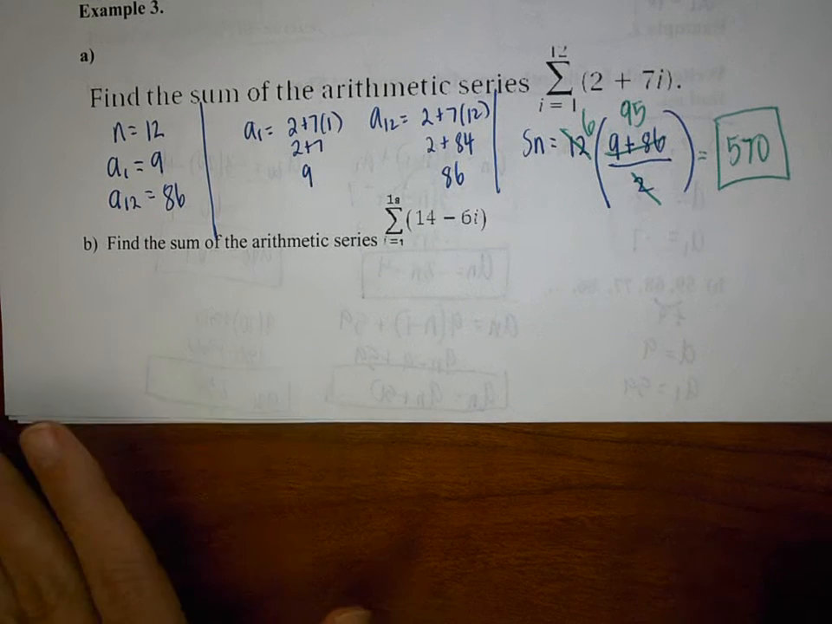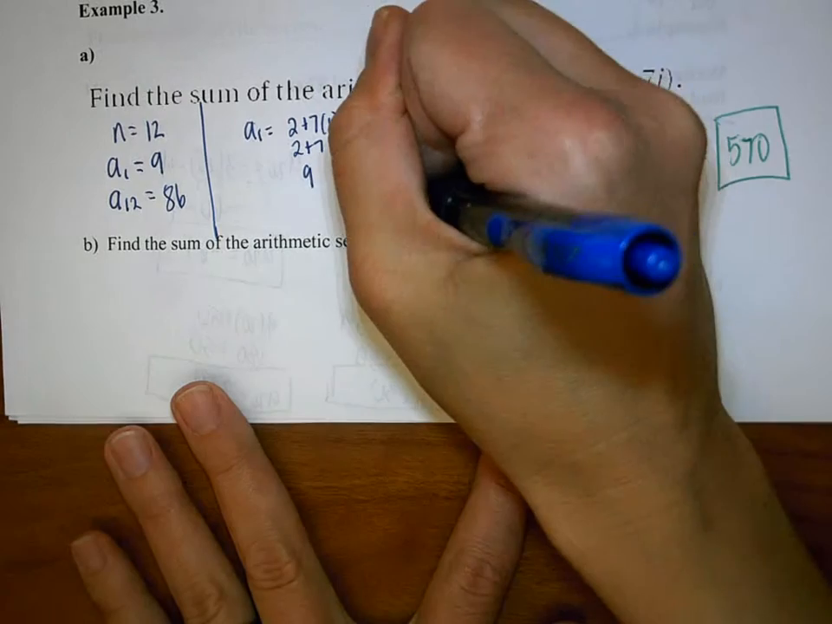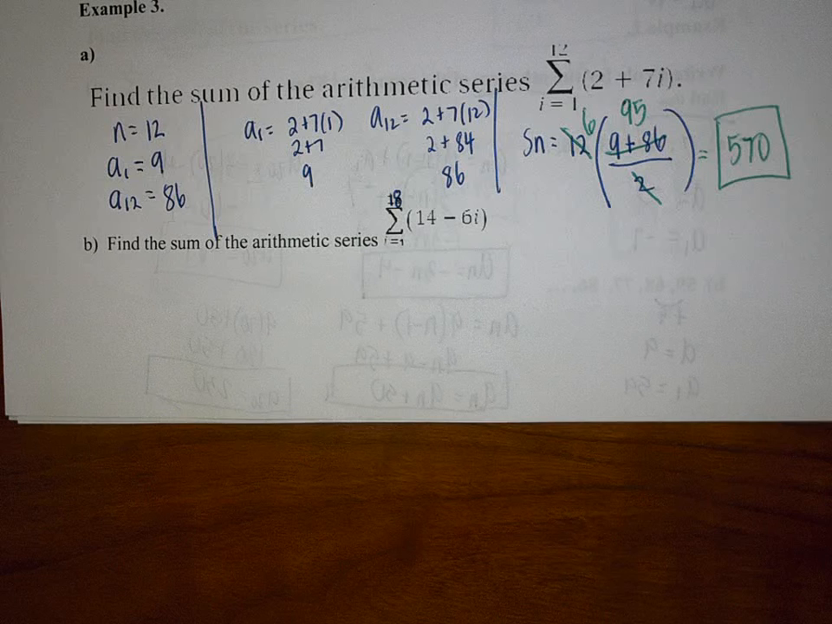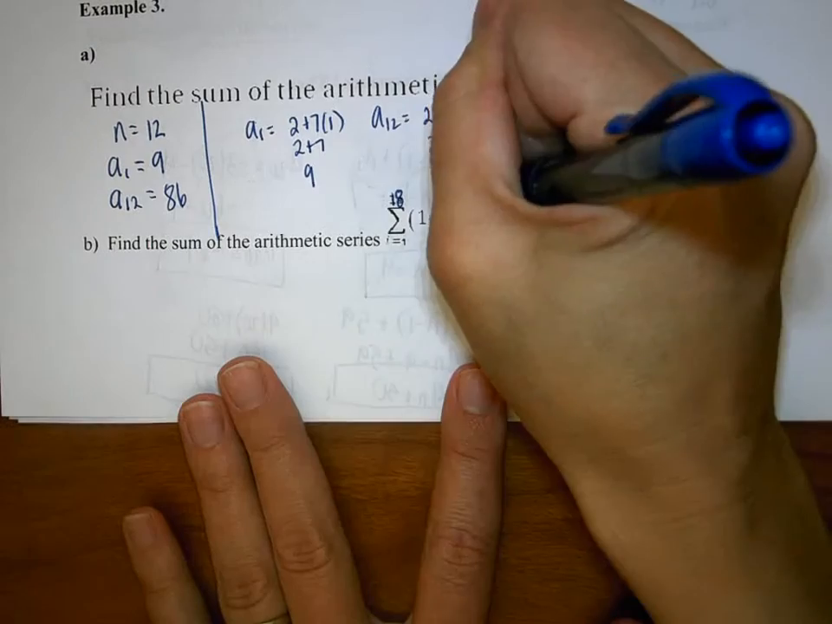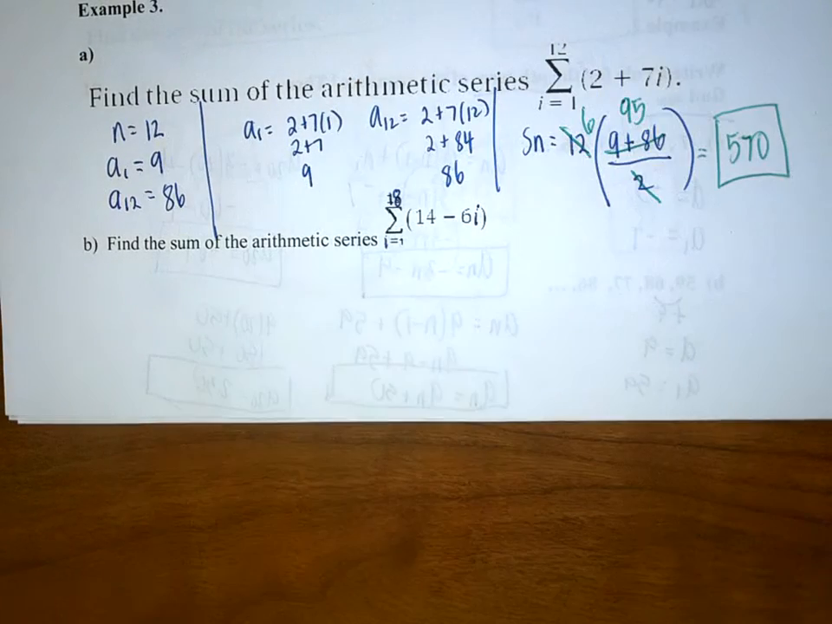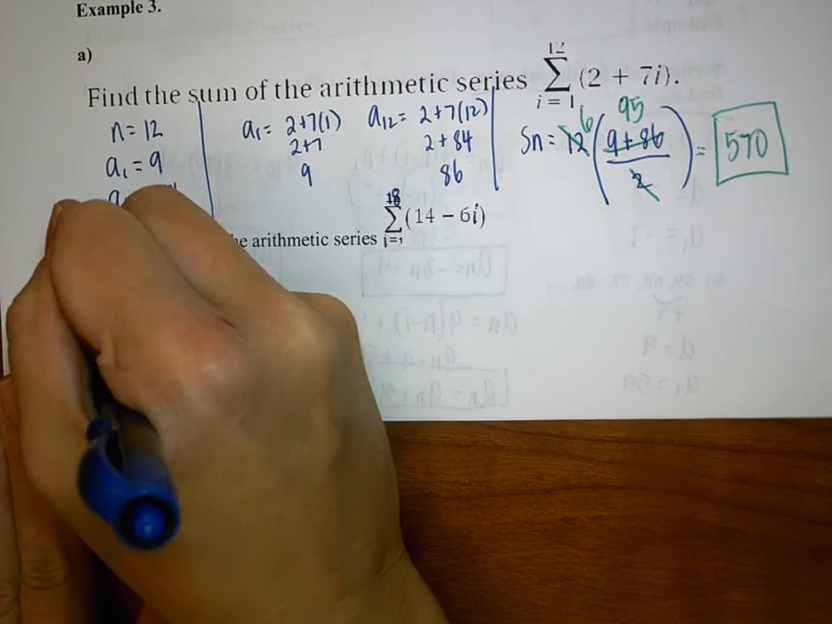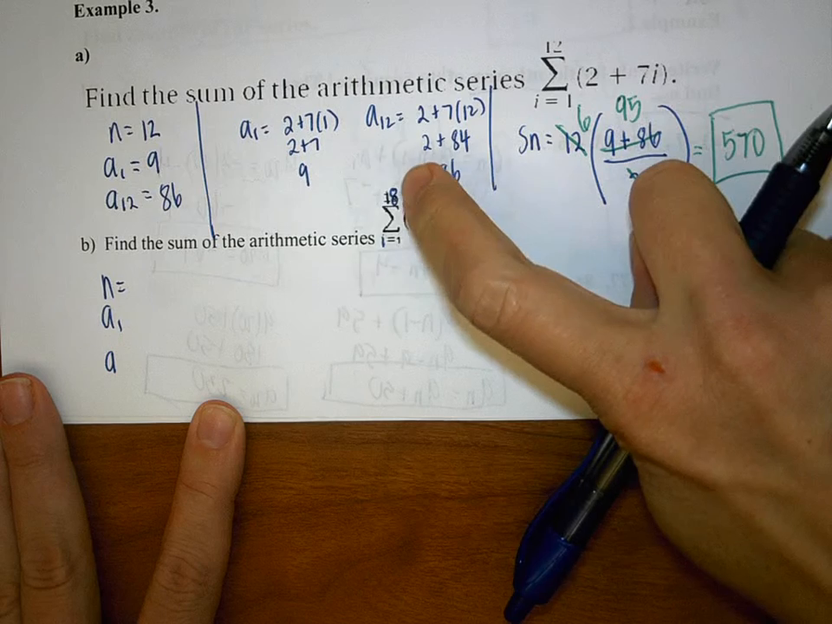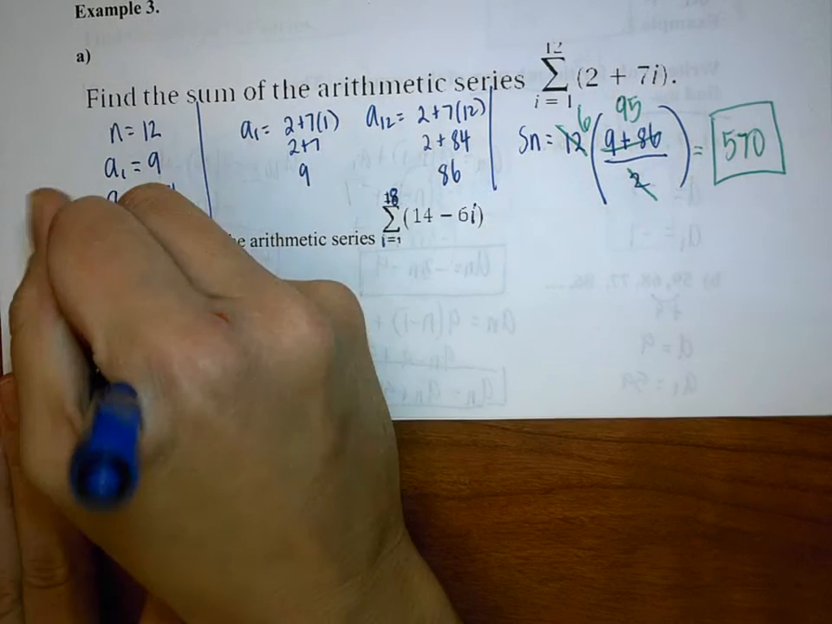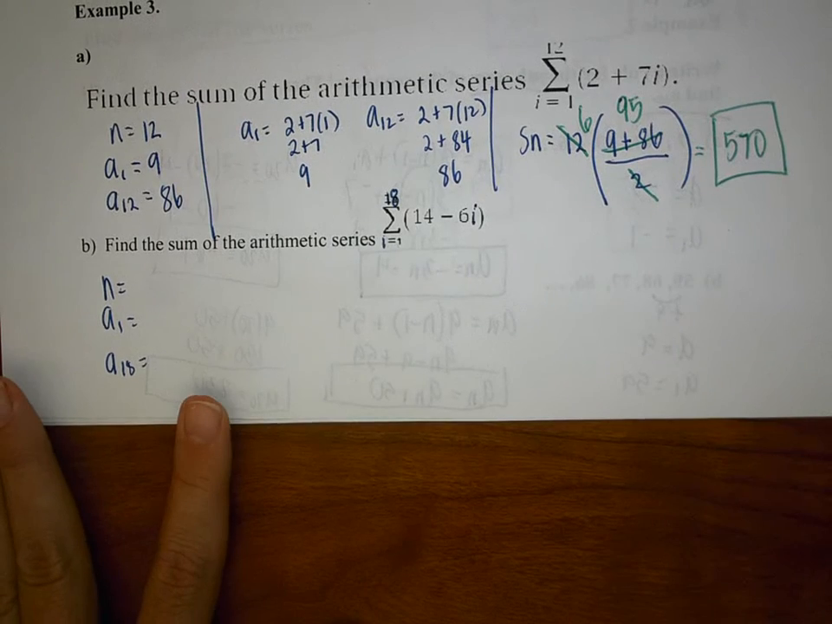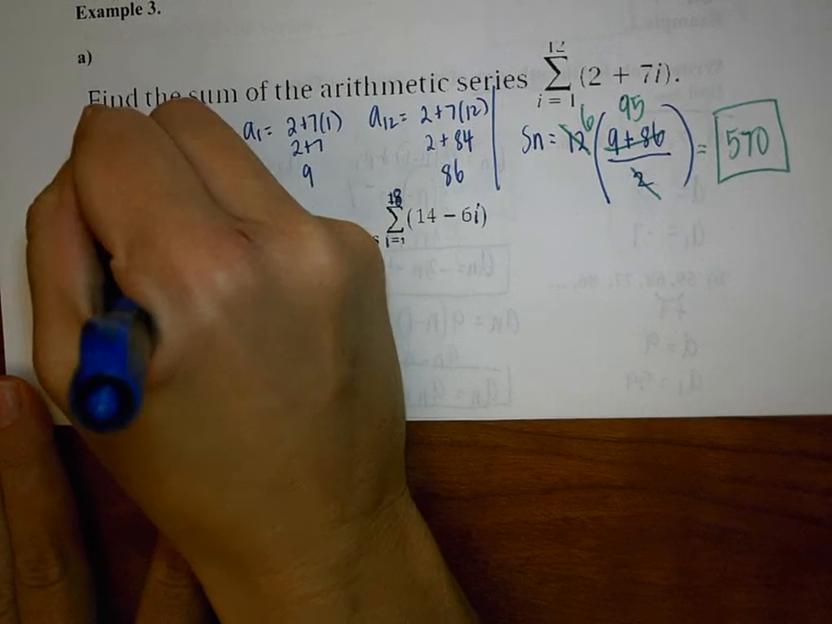Okay, on the second one, this is supposed to be an 18. Not exactly sure what happened there. So that should be an 18 on top. And that's an i right here. And this is i equals 1 on the bottom. Okay, so same thing. We need n. We need our first term, and in this case, we're going to want our 18th term. Okay, what is my n value for this? Good, 18.